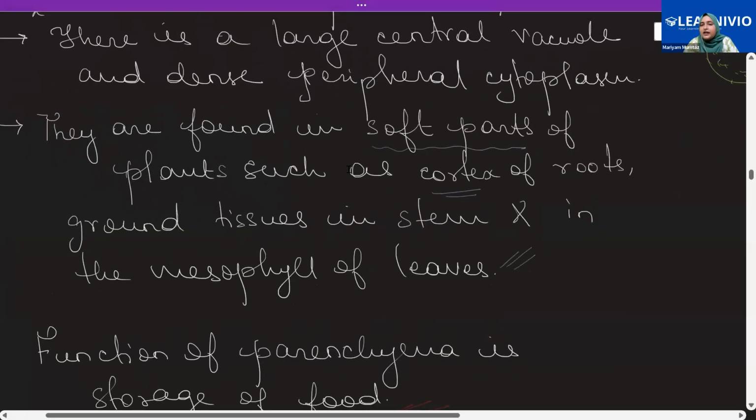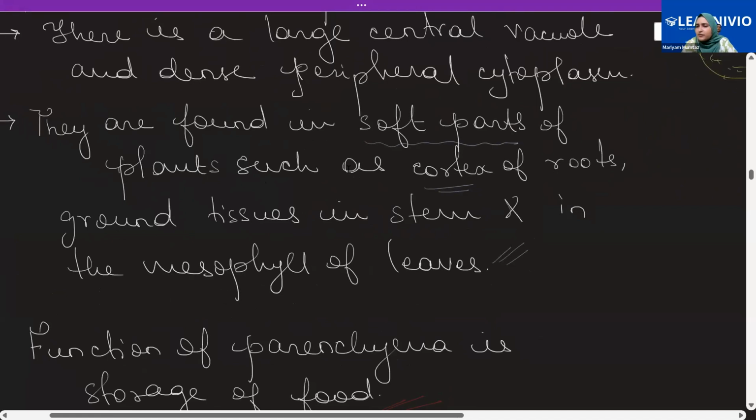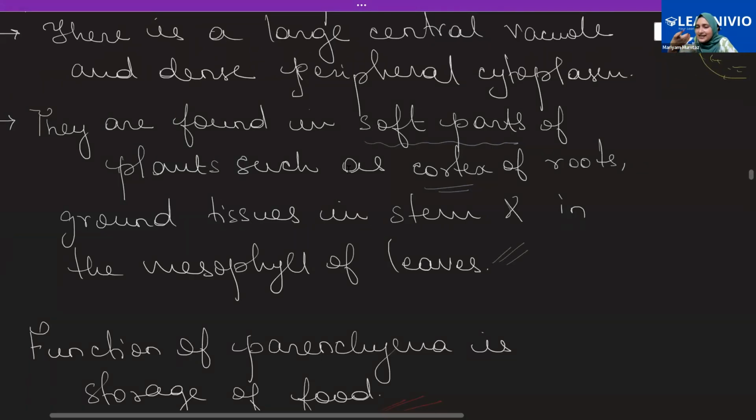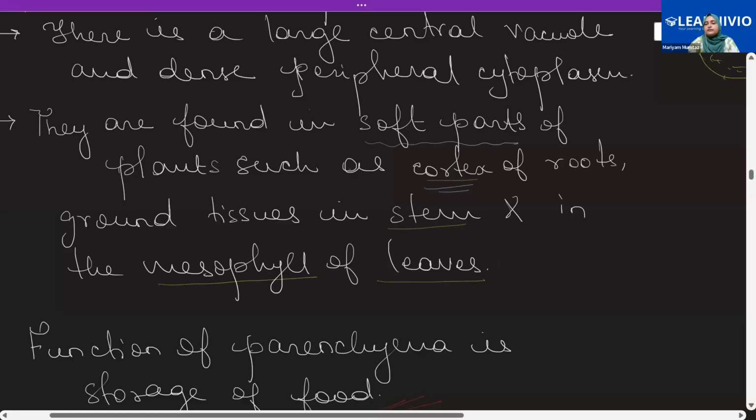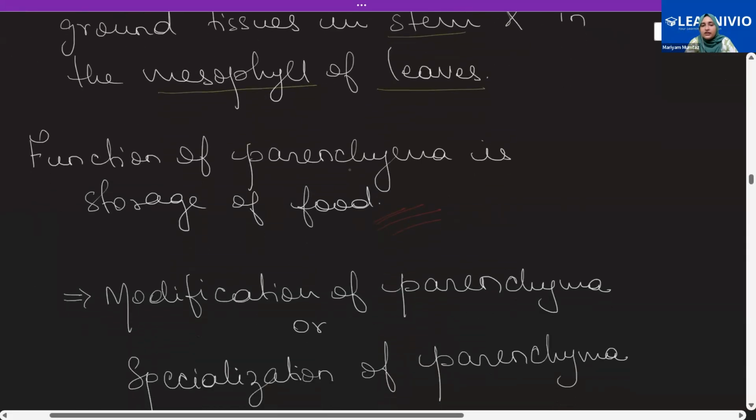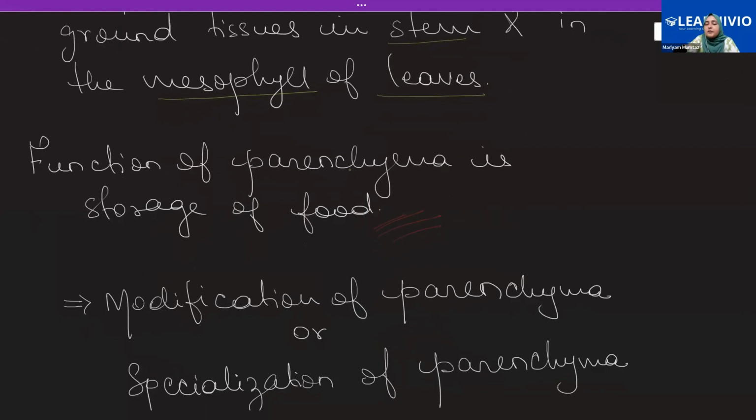Now, where are these tissues found? The parenchyma is found in the soft parts of the plant. It doesn't provide any hardness. It just provides a basic tissue to the plant body. It is found in the soft parts of the plant, such as the cortex of the root, ground tissues in the stem, and it is also found in the mesophyll of the leaves. These are different areas of the plant where you can find parenchyma. Clear, students? Now talking about the function. The major function performed by the parenchyma is storage of food. Clear?